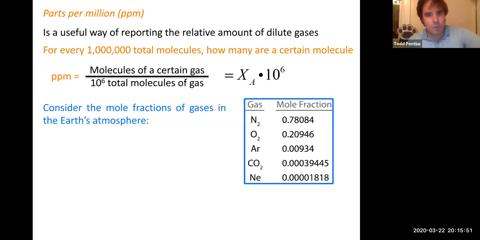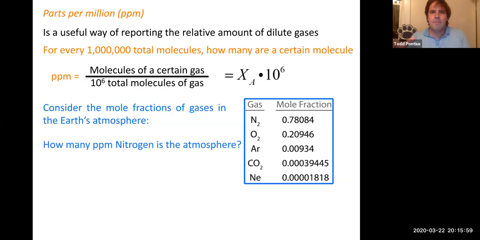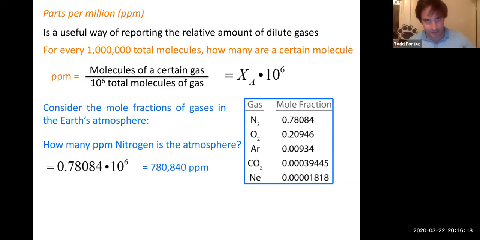So let's consider the mole fractions of gases in the Earth's atmosphere. Nitrogen is the most abundant, then oxygen, then argon, then CO2, then neon. If we wanted to put nitrogen in terms of parts per million, well, there's a vast amount of nitrogen in the atmosphere, but what we do is take the mole fraction, the 0.78, multiply it by a million, and this gives us 780,840 parts per million. So out of every 1 million molecules of gas out there, 780,840, most of them, are nitrogen.